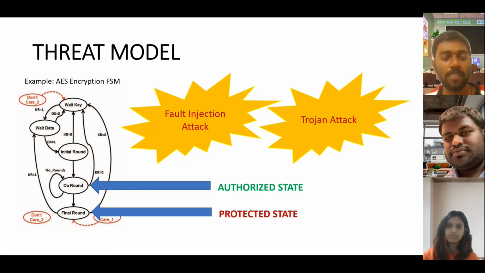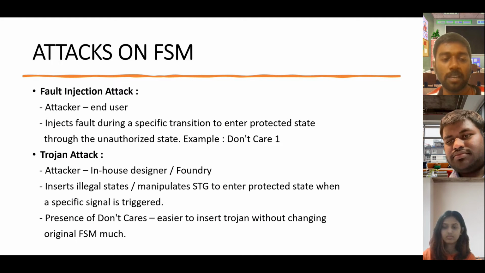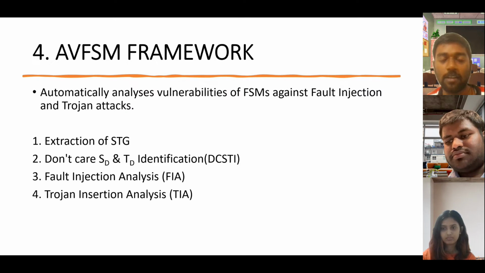So there are 2 things which mainly involve fault injection. One is the fault injection attack and another is the Trojan attack. In the fault injection attack, they will be using the don't care states during the transition. And in the Trojan attack, the foundry or the design house people themselves can include a very small Trojan in place of the don't care states. Thus, they can easily attack the entire FSM. And this will be spoken about by Yashwant.